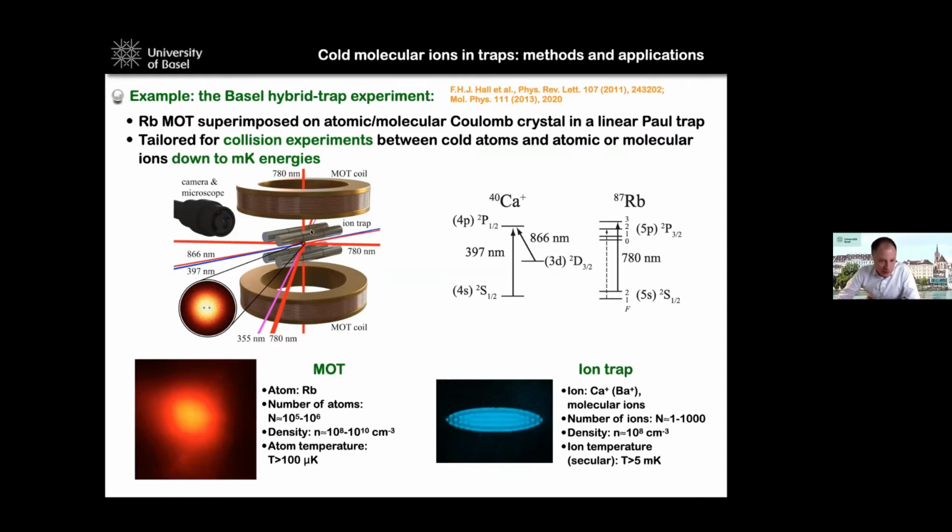We then have laser beams in an optical molasses configuration, which then cool atoms in this quadrupolar magnetic field. And in our case, it's rubidium atoms, which are kept in this MOT. You see here a fluorescence image of these rubidium atoms, which are kept in the MOT and superimposed with the ions.